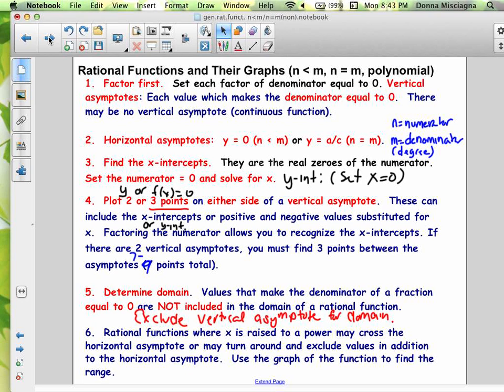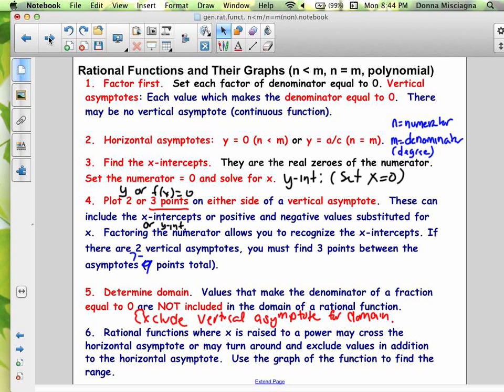And then horizontal asymptotes, the rule is exactly the same. It doesn't matter that we have x's raised to a power. If the numerator has the smaller degree, right, so n is for numerator, m is for denominator, then our horizontal asymptote is y equals 0. If they have the same degree, it's still the ratio of the coefficients in front of the leading term.